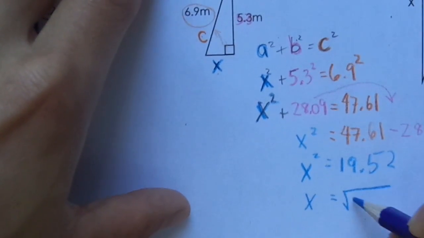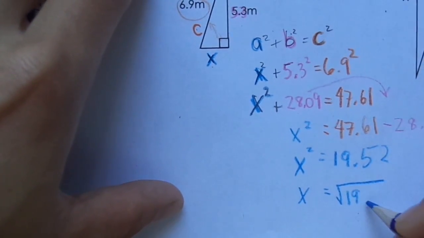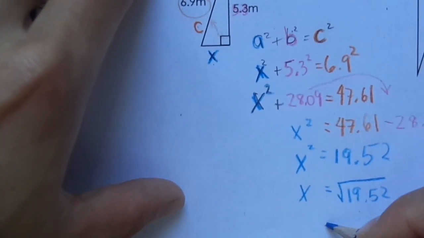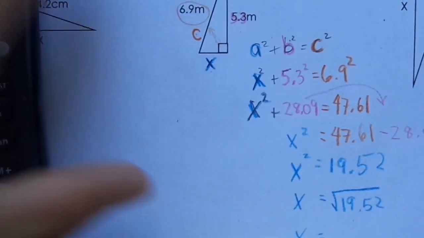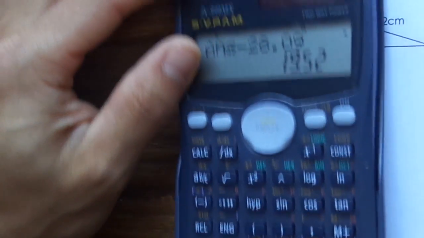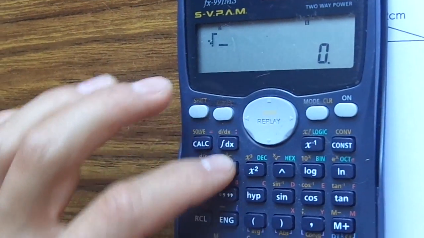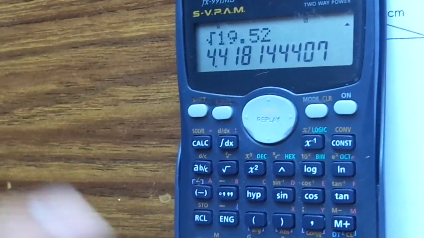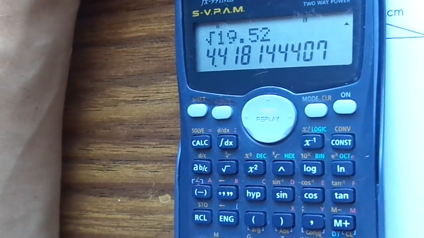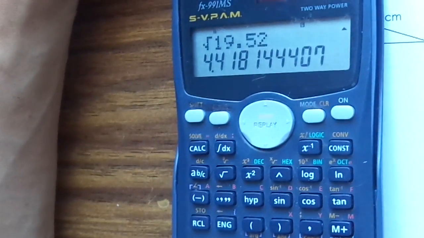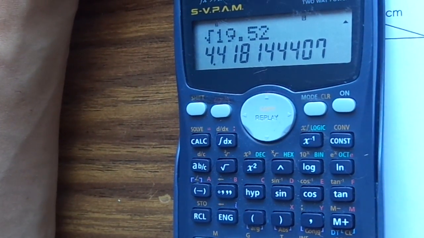Equals the square root of 19.52. And all you have to do there is type it in your calculator. So square root of 19.52, and you get 4.42. 4.42 meters. And voila, you're done.